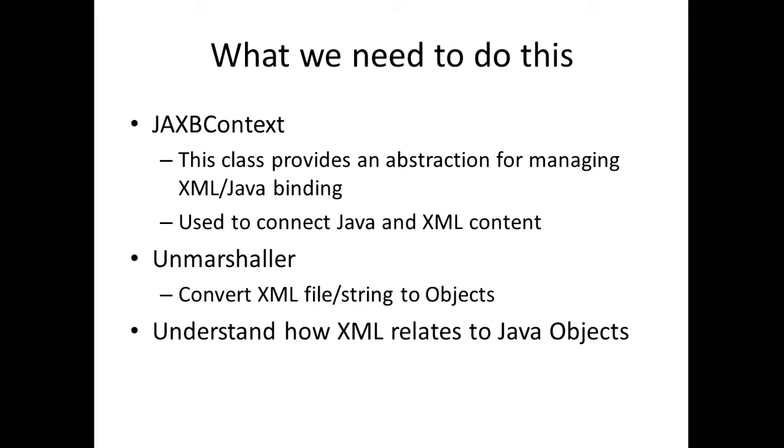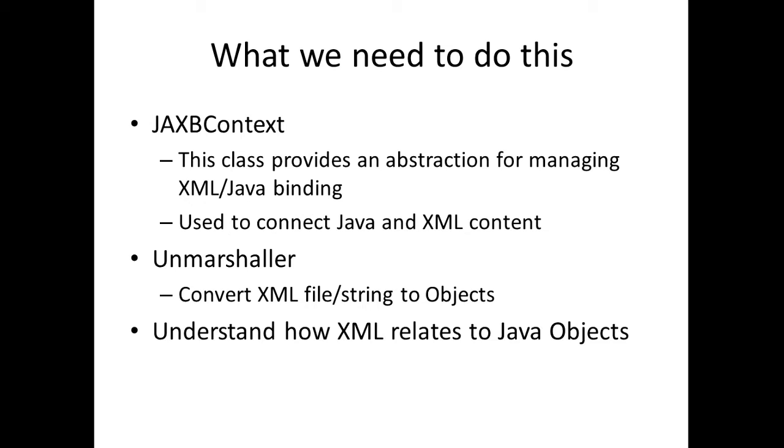First of all, we need to know about the JAXB context. I've talked about this before in my last video. And what this is used for is basically to manage XML and Java binding. So it's used to build a relationship between XML and Java. And another thing that we need is this thing called an unmarshaller. Now, this unmarshaller is actually used to convert XML files or strings to objects.